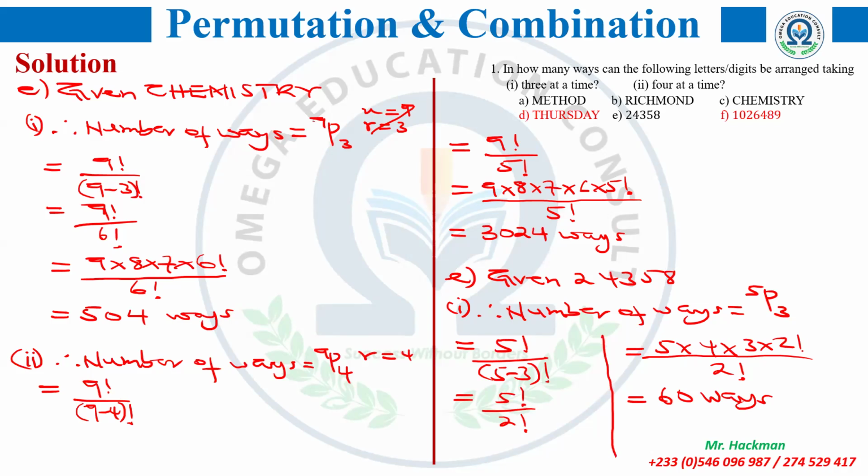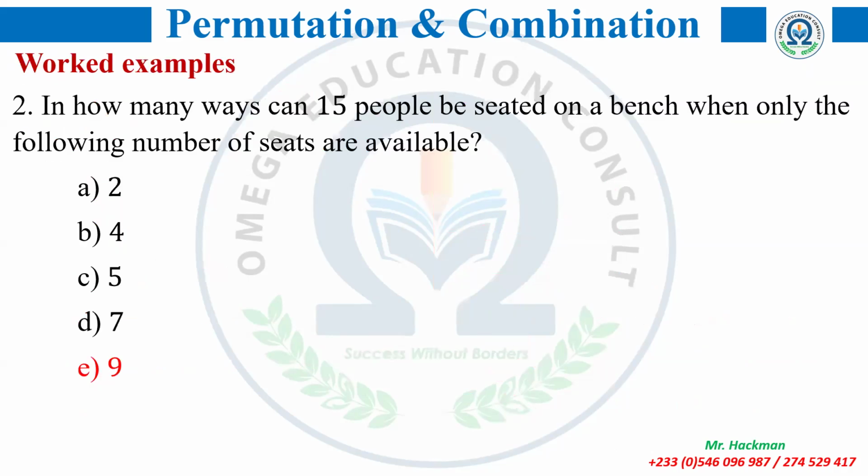Whether you are dealing with digits or letters, it's the same concept. First, check whether they are distinct. If they are distinct, then we go the usual way. If you are taking part of them, then you use your usual permutation and interpretation. That is N permutation R.